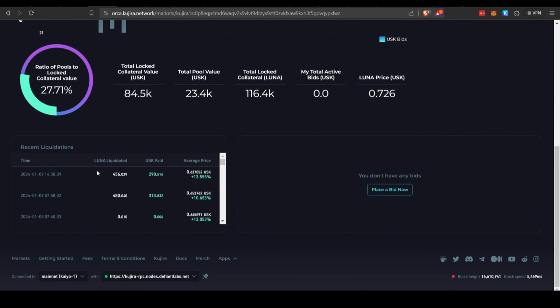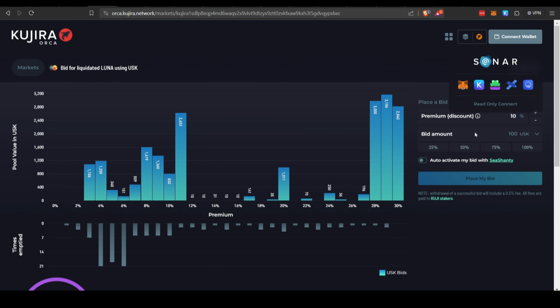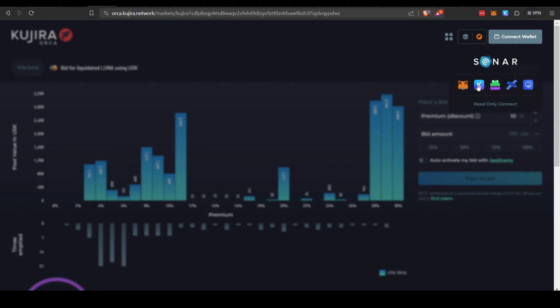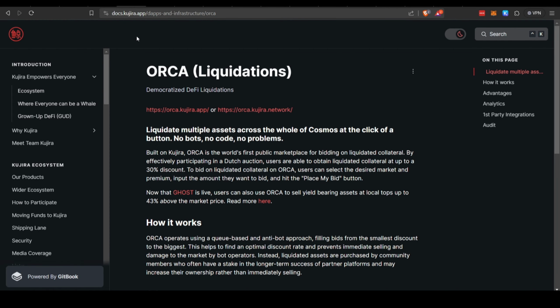So here we go. There is a recent Luna liquidation, 456. I believe Luna's around 72 cents. This was the amount that the person who bid received of this liquidated Luna. So they got roughly, I think it was like a 13 or 15% discount off of that. So you can see where this is going. It looks fairly user-friendly. You just make sure you have your wallet connected and you have the USK on the Kujira network. So that's the ORCA. If you want, you can read a little bit more. I'll leave all the links to all these different products in the video description.